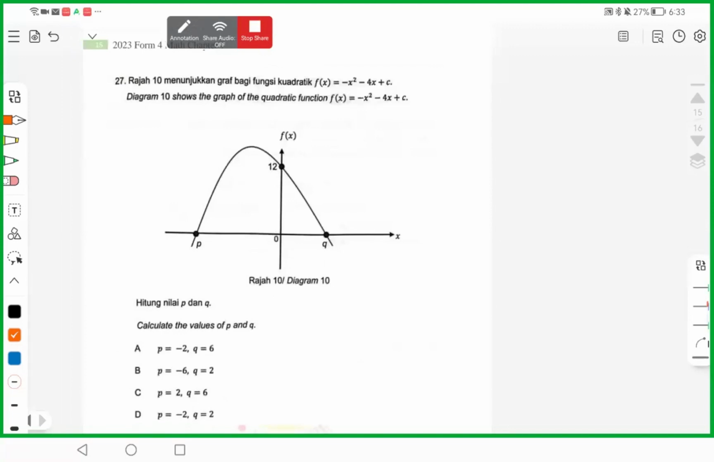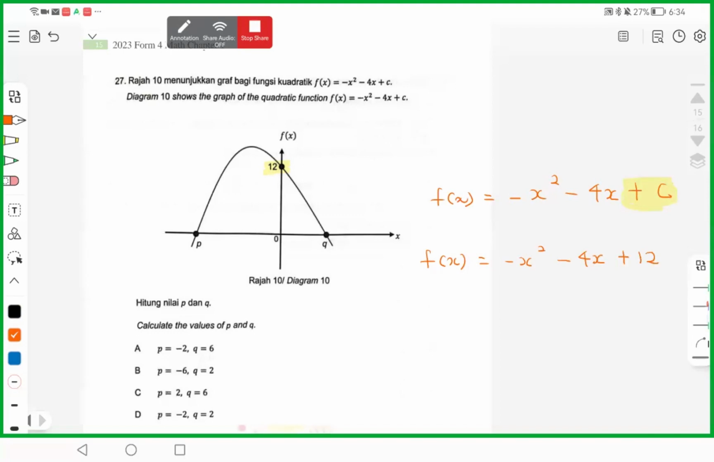So diagram 10 shows the graph of the quadratic function f(x), I make it bigger, equals -x squared minus 4x plus c. C is missing, but from the graph, we can tell that c equals 12. Very smart. Okay, because here already shows the value of c, right? Y-intercept equals 12. So since we know already, we can substitute: -x squared minus 4x plus 12.